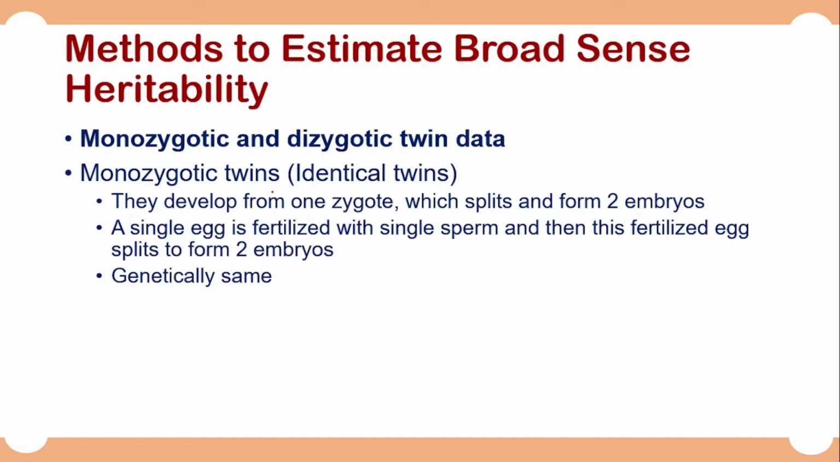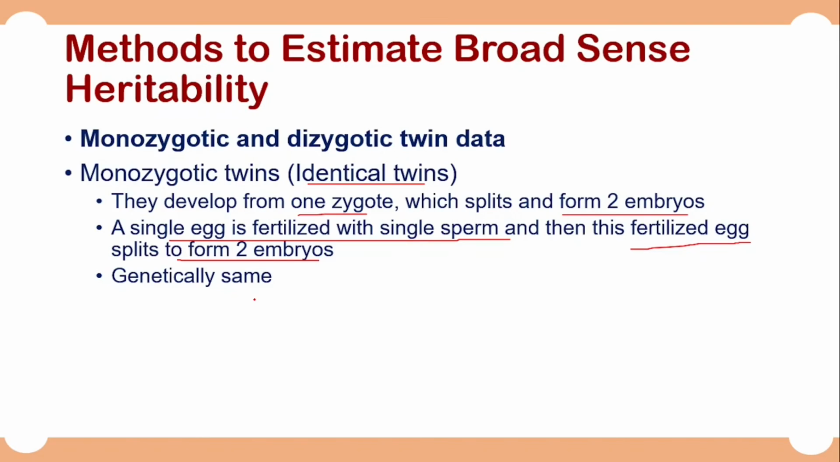So monozygotic twins are sometimes also called identical twins. There are two names given to monozygotic twins. They can be called monozygotic twins or can also be called identical twins. And they develop from one zygote which splits and forms two embryos, which means a single egg is fertilized with a single sperm, and then this fertilized egg splits to form two embryos. So that's why they are known as identical twins, because they are genetically the same, because they are developed from only a single zygote.